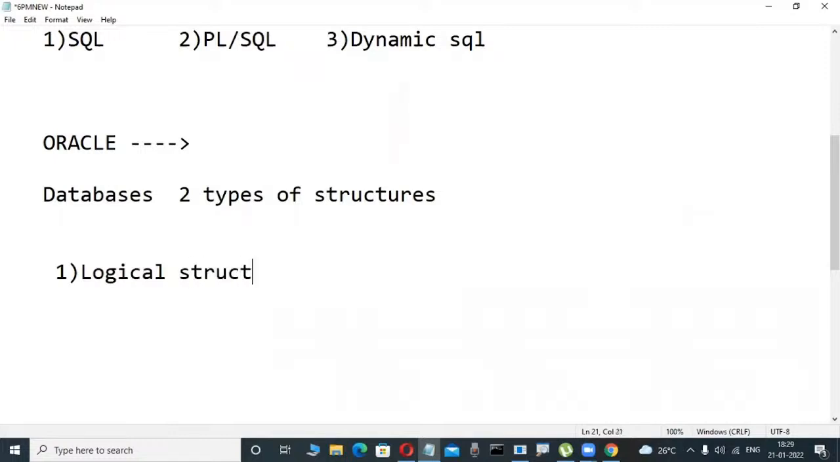Logical structure. Database means it is a place where we can store structure. Okay. Here one is logical structure. Another one is physical structure. Physical structure.